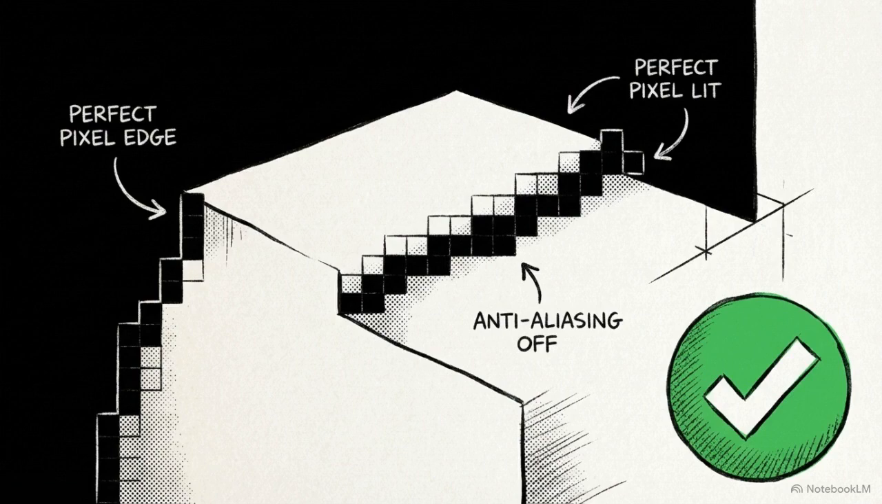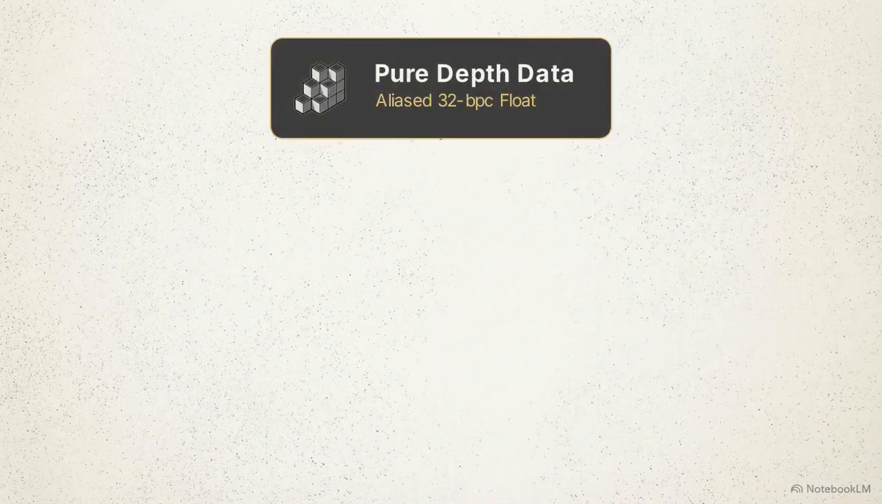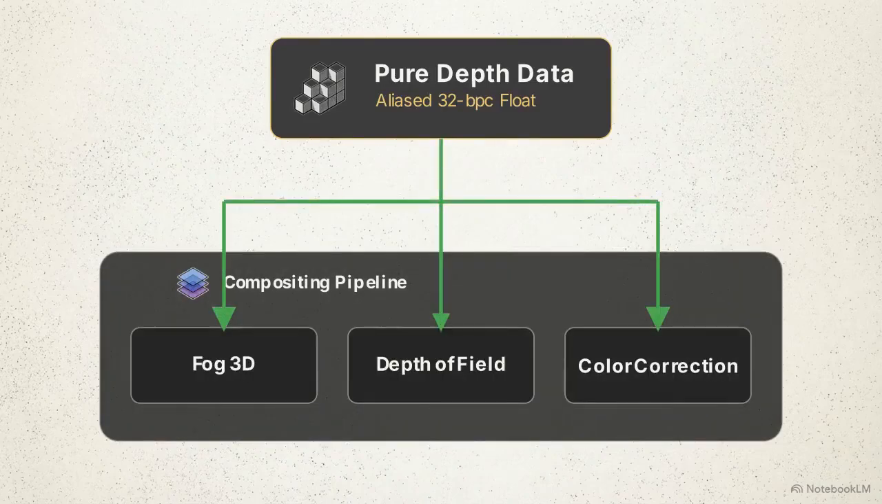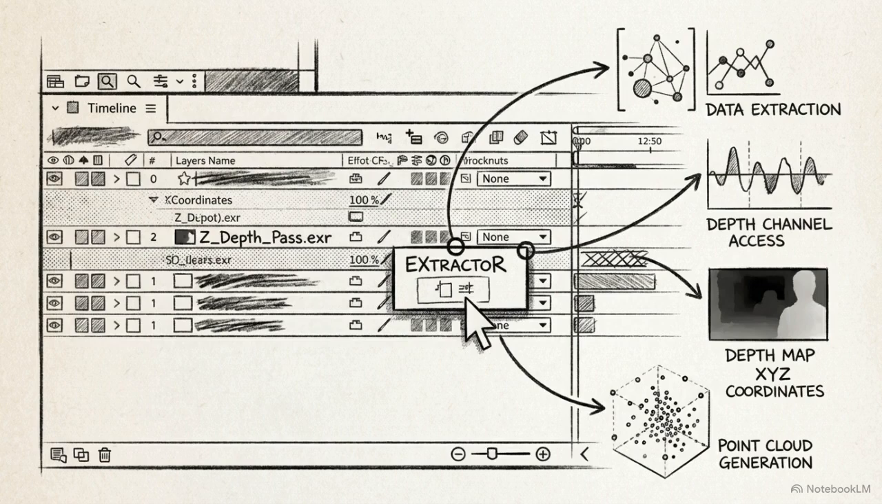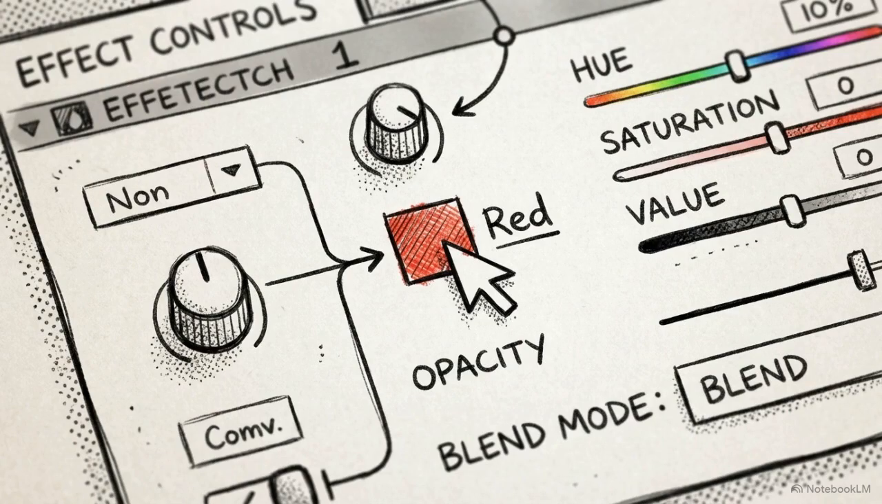Proactively diagnosing root causes like anti-aliasing errors keeps your data pure. It stops cascading mathematical failures from breaking the rest of your tools down the line. Now we extract the data. Apply the Extractor effect to your Z-depth sequence. Your composition will immediately turn pitch black. This is expected. Go to the Extractor Channel Info settings.